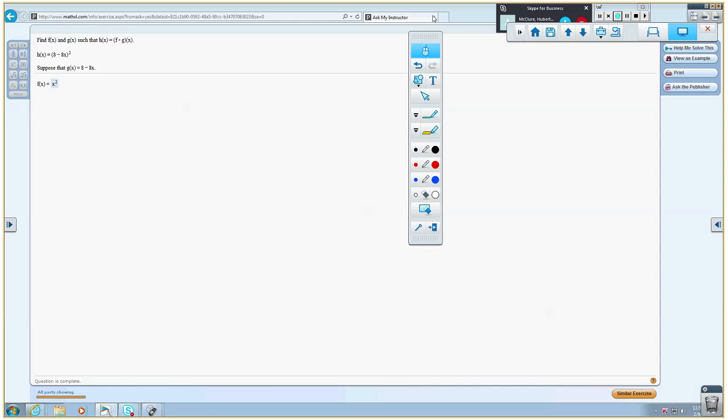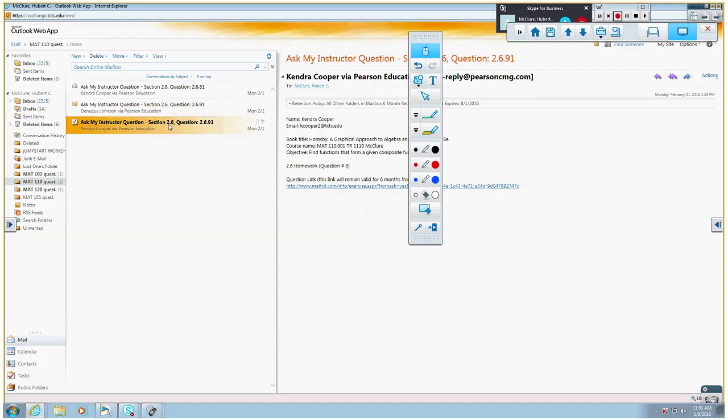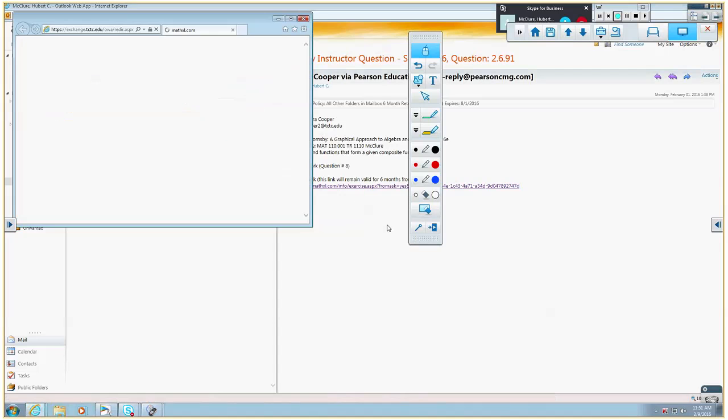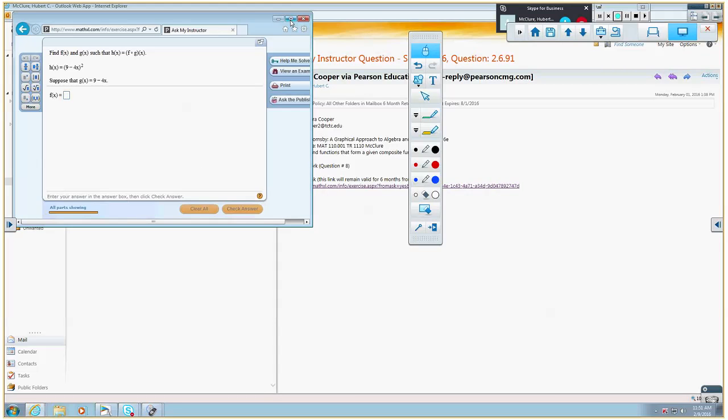Next question. Same question. Let's see if it's different numbers. All right, well, it's the same type. What's the answer? F of x is equal to what? X squared. What if this was 9 minus 4x to the third power? It'd be x to the third. What if it was the square root of 9 minus 4x? Square root of x. So I just gave y'all 3 test questions there. So hopefully you did right.